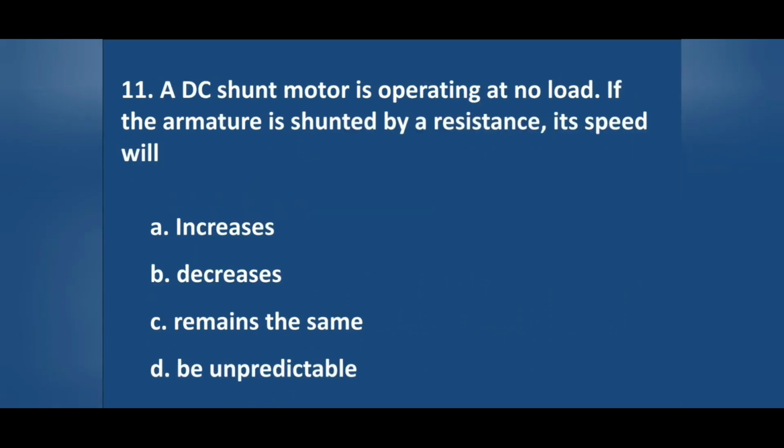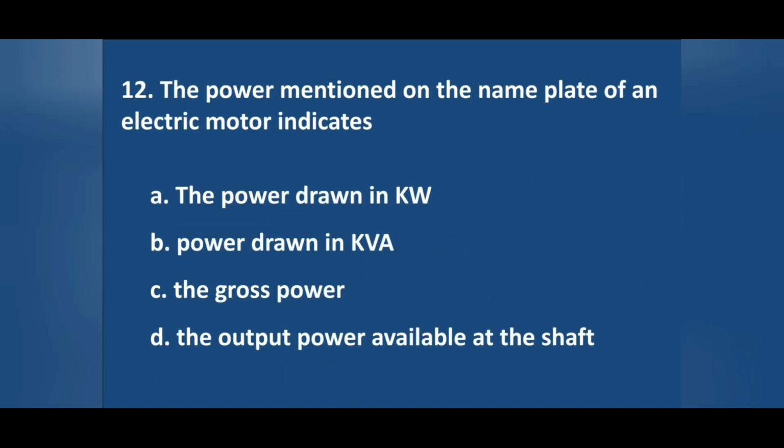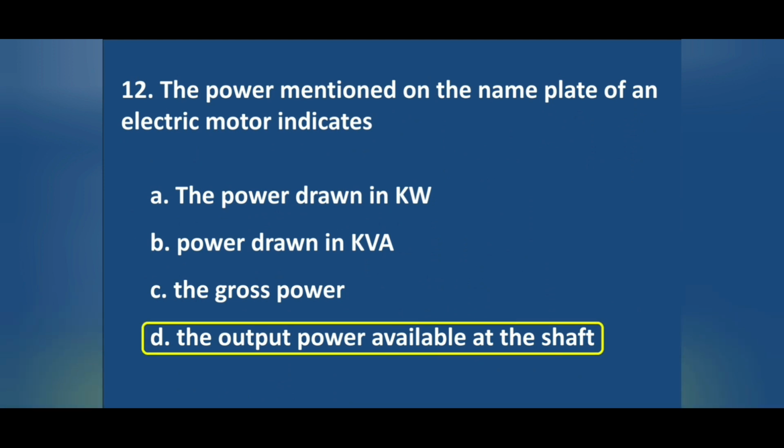Question number 11. A DC shunt motor is operating at no load. If the armature is shunted by a resistance, its speed will. Answer is option C, remains the same. Question number 12. The power mentioned on the nameplate of an electric motor indicates. Answer is option D, the output power available at the shaft.